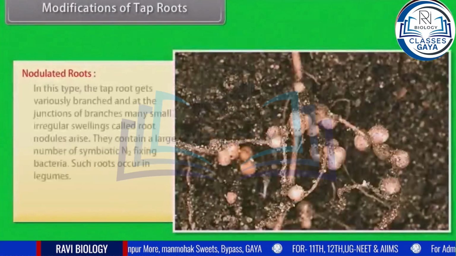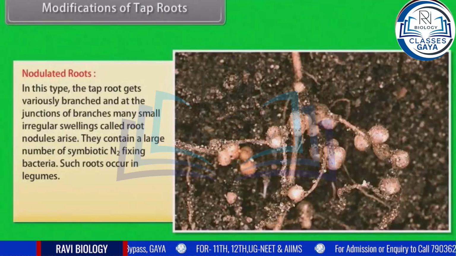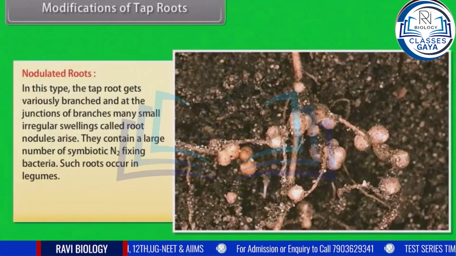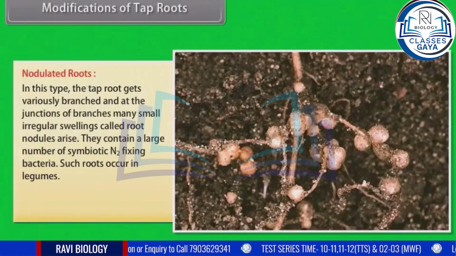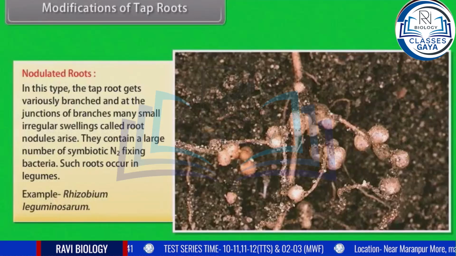Nodulated roots. In this type, the taproot gets variously branched, and at the junction of branches many small irregular swellings called root nodules arise. They contain a large number of symbiotic N2-fixing bacteria. Such roots occur in legumes. Example, Rhizobium leguminosarum.